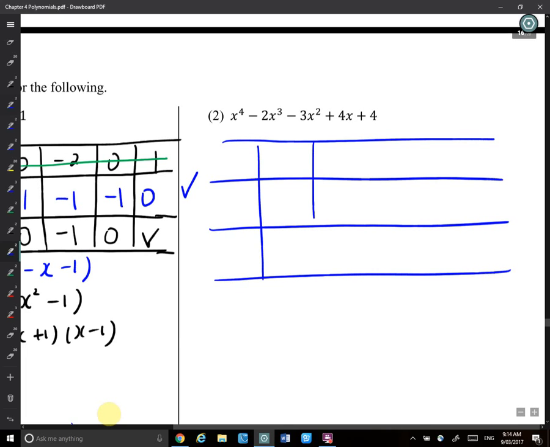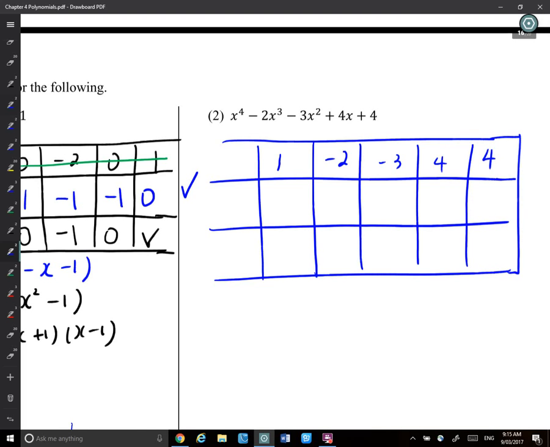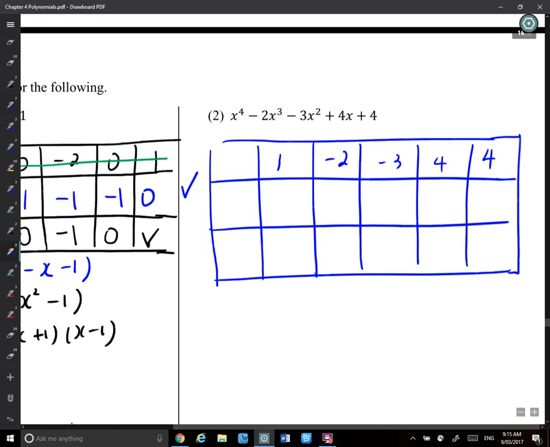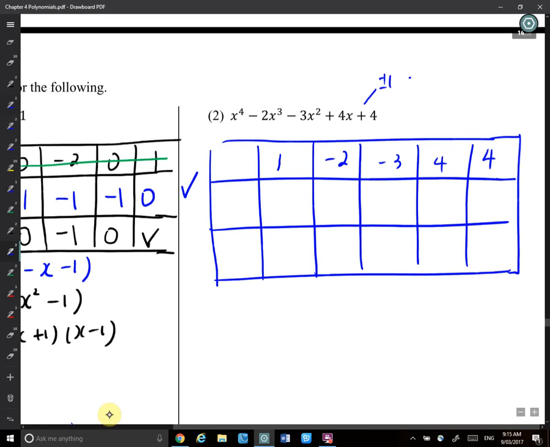Okay, let's try 1, -2, -3, 4, and 4. Think about if you do long division, you do long division two times: quartic becomes cubic once, cubic to quadratic another time. So for factorizing a quartic, the advantage of this synthetic method really appears. We can try ±1, ±4, ±2, and ±4.